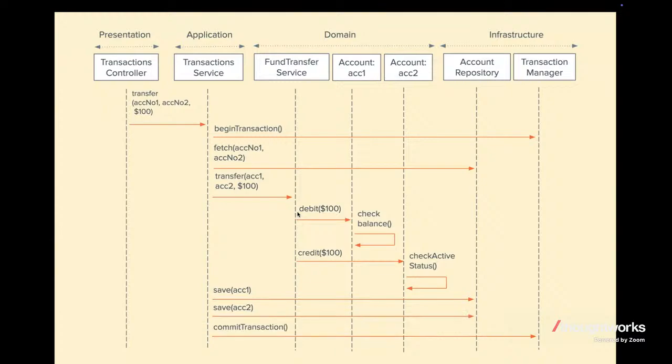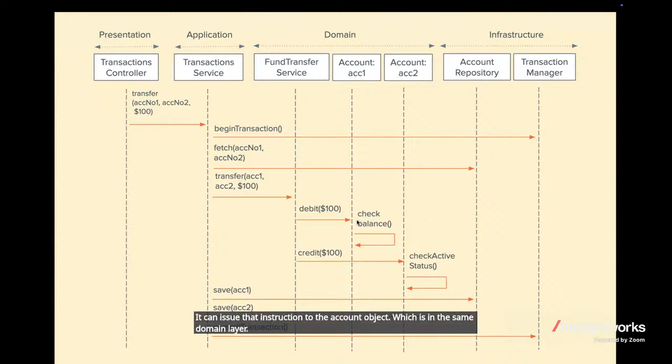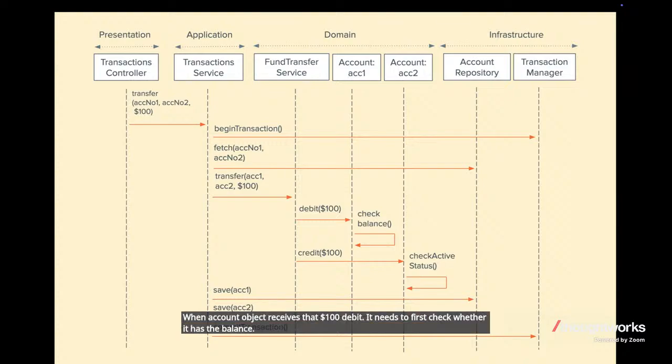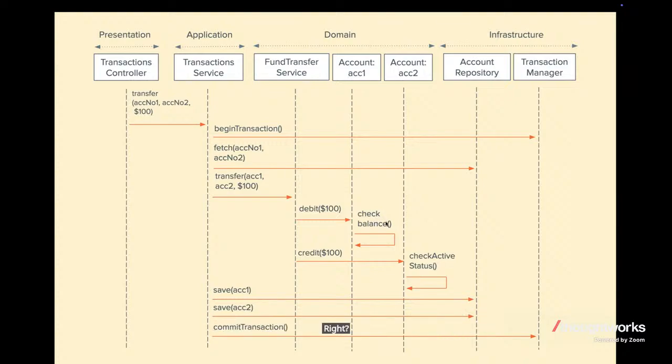Once the fund transfer service in the domain layer receives this transfer request, it can perform a debit on account 1 for the amount to be exchanged. It can issue that instruction to the account object, which is in the same domain layer. When the account object receives that $100 debit, it needs to first check whether it has the balance, right? And if the balance is there, it can perform the debit.